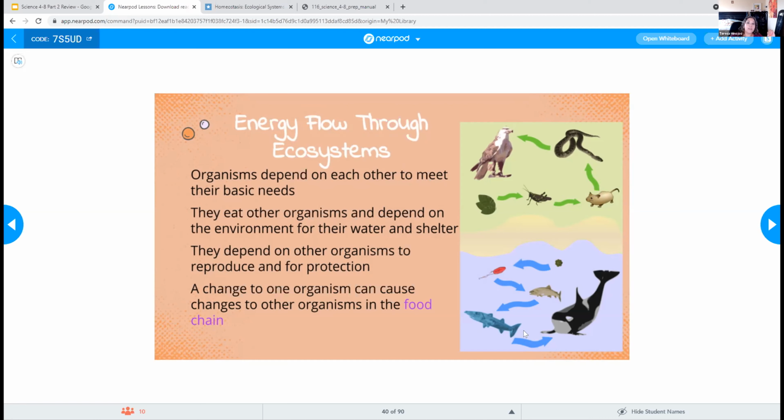So again, here we have an example of a marine environment. So down here, we've probably got plankton. That's your producer in a marine environment. And then you're going to have this organism that eats that, that eats that, up until we get to our apex predator.